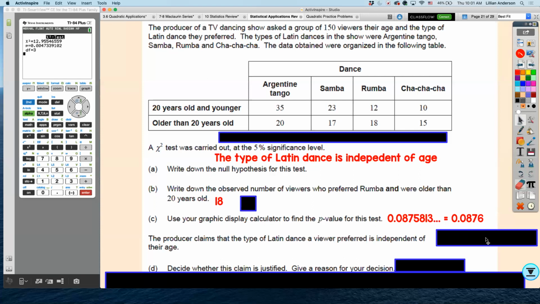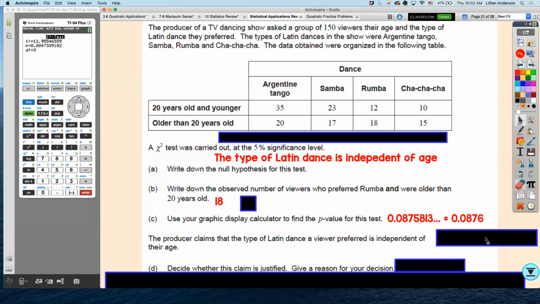Now, the producer claims that the type of Latin dance a viewer preferred is independent of age. So they basically made the claim that their null hypothesis is, like they were the ones who came up pretty much with the null hypothesis. They claimed the type of Latin dance a viewer preferred is independent of their age. Is this claim justified? In other words, do we accept this claim? Or do we reject it? What did you guys say?